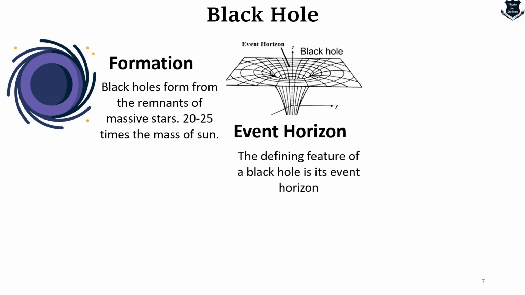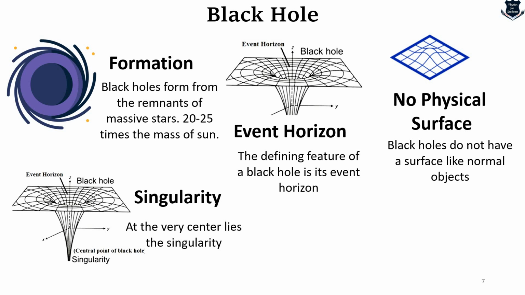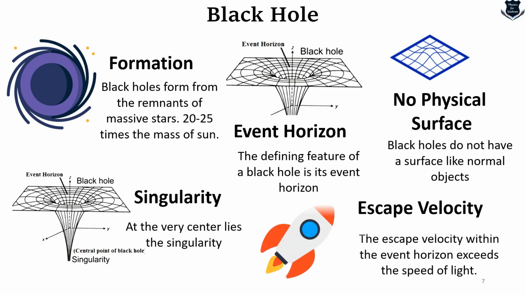There are certain properties which make the black hole very unique. The first is the event horizon. The defining feature of a black hole is its event horizon, the boundary beyond which nothing, not even light, can escape due to the immense gravitational pull. Singularity: at the very center lies the singularity, a point of infinite density where the laws of physics break down. Most importantly, black holes do not have a physical surface like normal objects. The event horizon is a point of no return rather than a physical surface. Also, the escape velocity within the event horizon exceeds the speed of light.